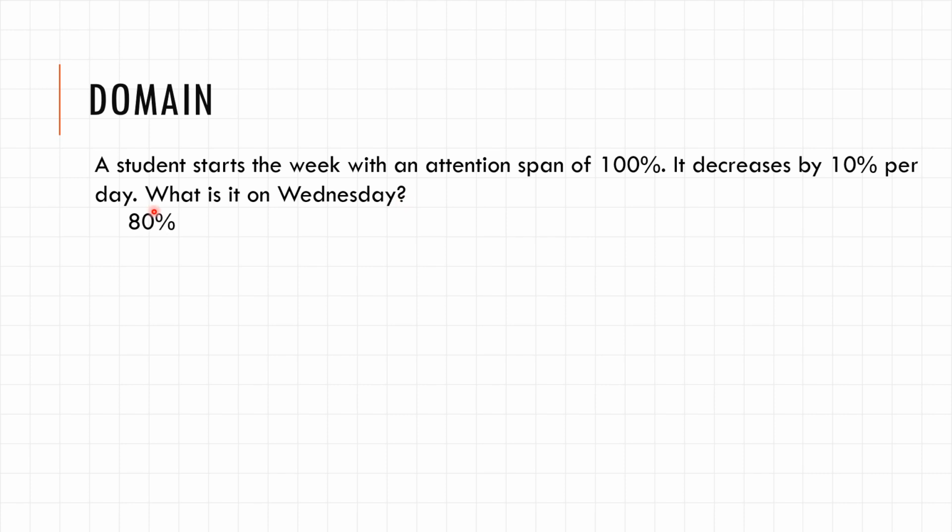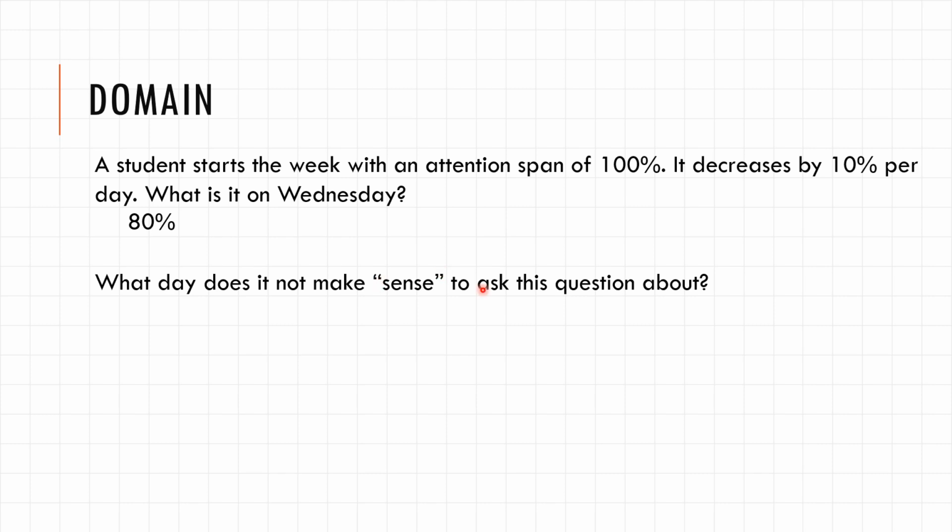Well, hopefully you were able to say, okay, it's 80%. 100% on Monday, 90%, that's 10% less on Tuesday, and 80%, another 10% down on Wednesday. What's a day that it doesn't make sense to ask this question about? Pause the video here if you need some time to think about this. What day does it not make sense to ask, what is this student's attention span?